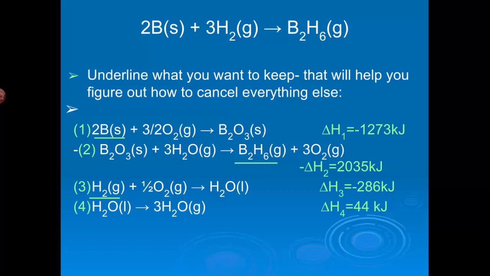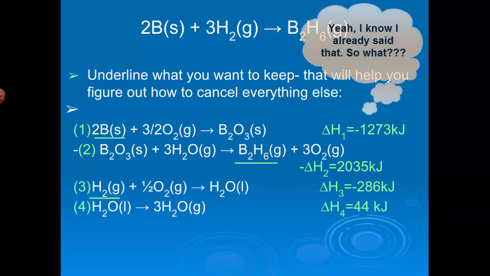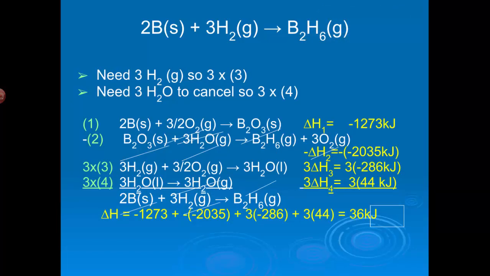I have 3H2O gas on the left side. I have 3H2O gas on the right side, so I can do that. I can cancel out some oxygen, and I can cancel out some B2O3. So I've got plenty of things that I can cancel. And here I've gone and done that. I've canceled out. Now, one of the things I had to do, though, was to get the number of hydrogens correct. I had to multiply equation number 3, which had H2 in it. I had to multiply that by 3 so that I could have my 3 hydrogens.